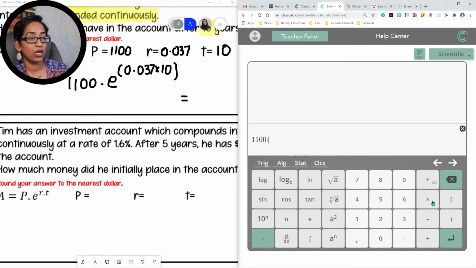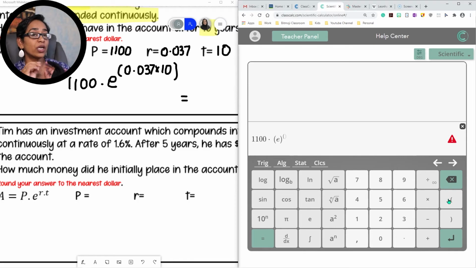1100 times, you see this little e on the bottom here? e to the power, open parentheses. I want you all to be very careful when you're plugging in. One simple mistake, your entire answer is messed up. 0.037 times 10, close parentheses.